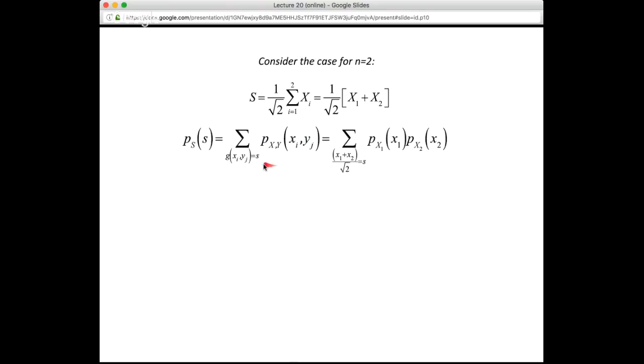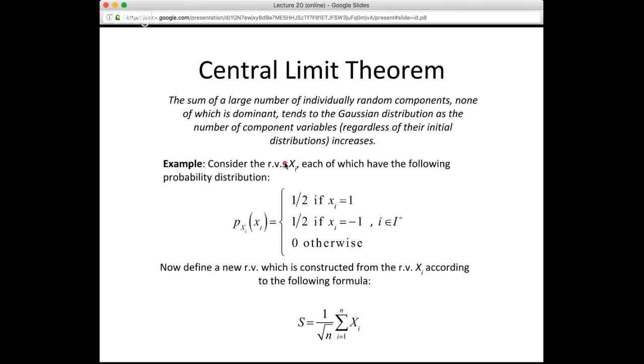Now we can be a little bit more explicit here. If we go way back to the central discussion of the central limit theorem, one of the conditions was that these components be independent. So, the sum of a large number of individually random components, none of which is dominant, tends to the Gaussian distribution as the number of component variables, regardless of their initial distributions, increases.